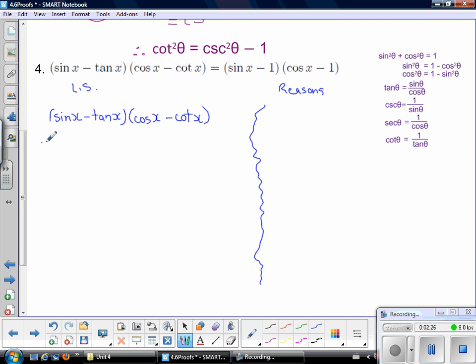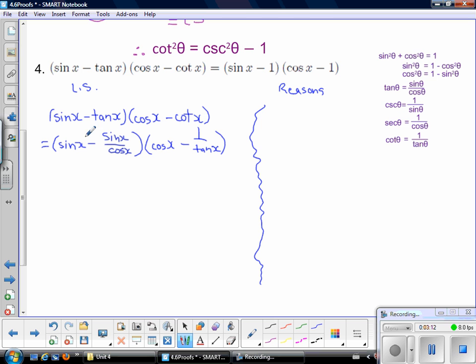So I think that I will get rid of the tan and the cotangent. The reason being is on the right side there are no tans or cotangents. So I know somewhere along the line I have to do a substitution. So let's see what we end up with. We have sine x minus the quotient identity, which would be sine x over cos x. And this one would be cos x, and this one would be 1 over tan x.